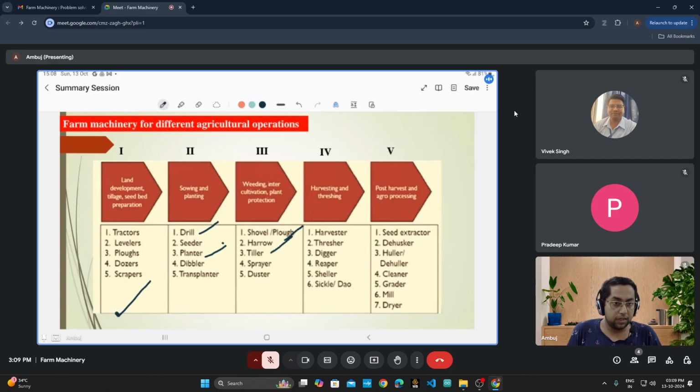Similarly for cultivator, don't get confused in the examination. Cultivator is also a secondary tillage implement, as well as an intercultural operation implement.